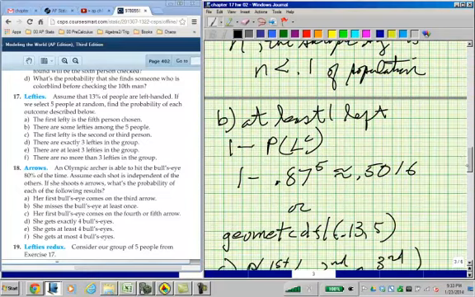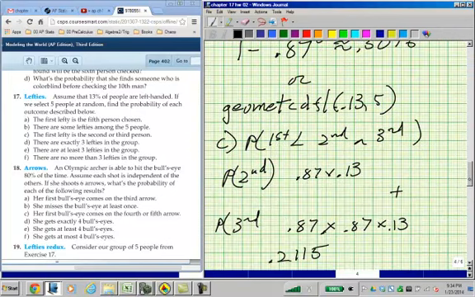B, at least one lefty among the 5 people. So that would be 1 minus the probability that there's no lefties among the 5 people. So that'd be 1 minus the probability if a person's not a lefty, 0.87 to the 5th. So it's about 50% that you have at least one lefty out of the 5 people.